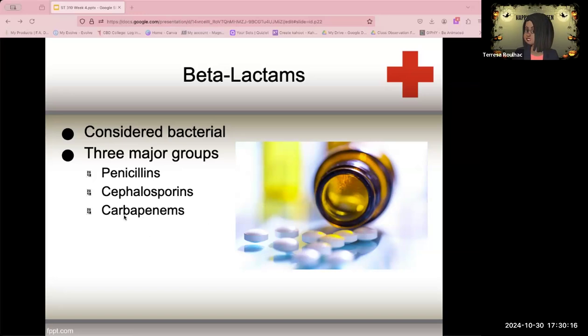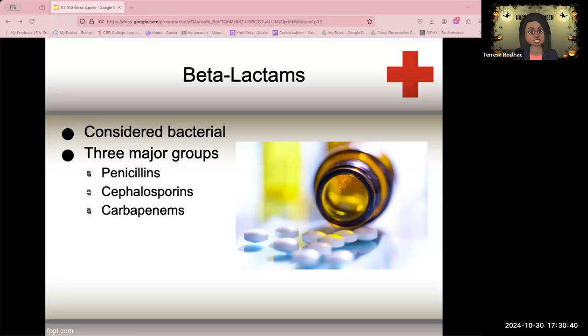And then you have your carbapenems. These are considered the last resort. I repeat, the last resort, due to their broad spectrum and effectiveness against resistant bacteria. They are highly effective at inhibiting bacterial cell wall synthesis. Meropenem is an example of that one. But again, it's a last resort.